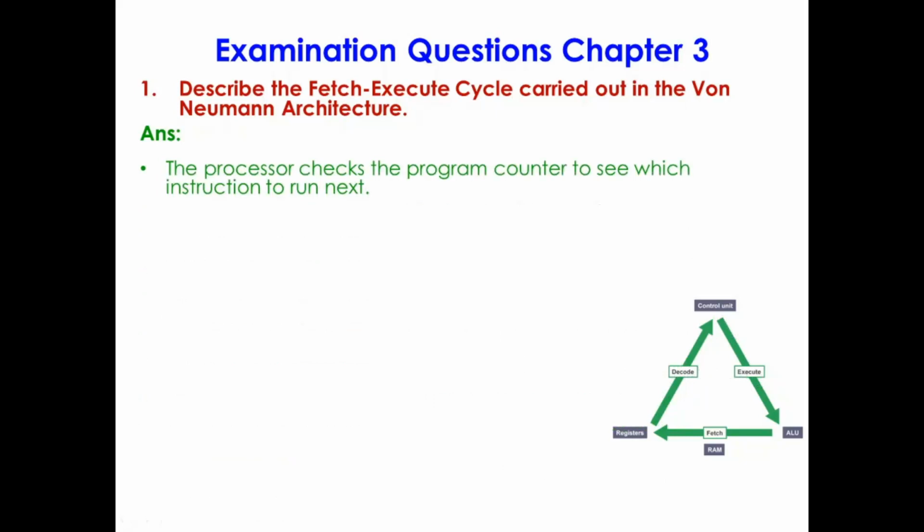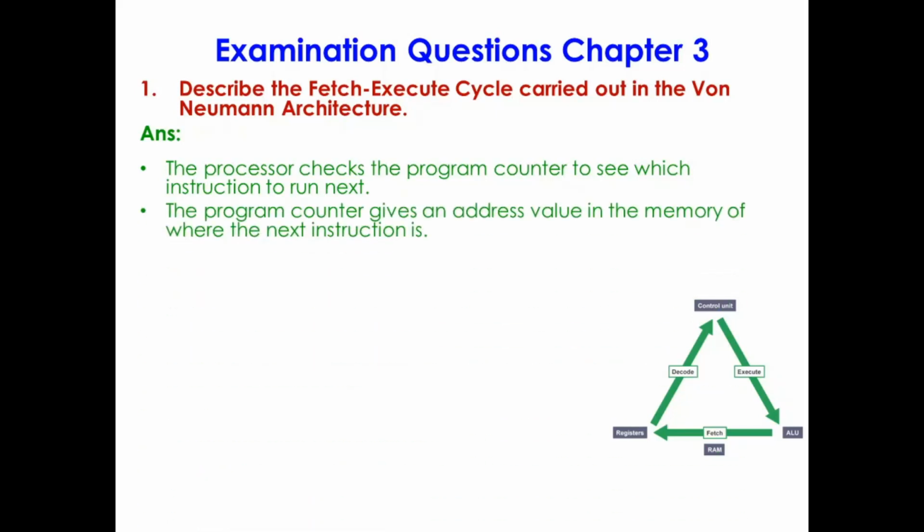Okay, so the processor checks the program counter to see which instruction to run next. This is the first step. What it means is that the processor, before it picks the instruction, looks at the program counter, and the program counter gives the address in the memory where the instruction is. So from that address the processor will fetch the instruction based on the memory location.